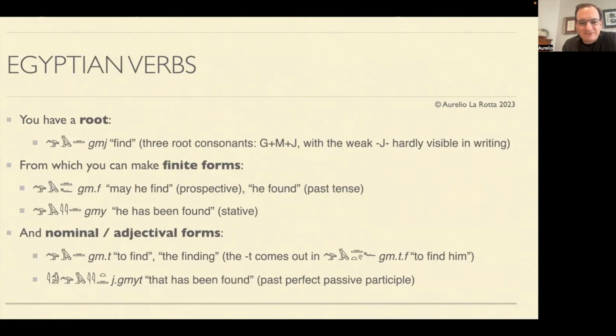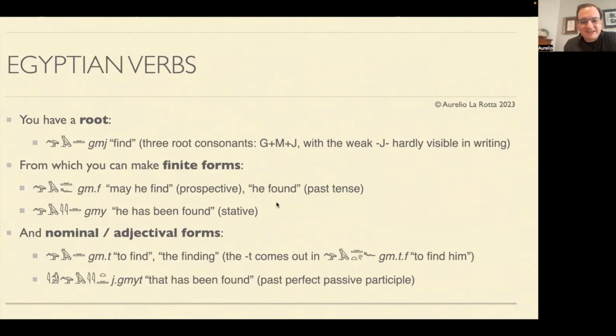Now you can make finite verb forms out of this, like, for example, gimif, may he find, or probably gimaf actually in pronunciation. It's spelled G-M-M-F in the hieroglyphs. But something like gimaf must have been the pronunciation. May he find, that's a perspective. The simple past is written the same way, he found, also the same hieroglyphic spelling, maybe different vocalization, but we just don't know because that verb form did not make it into Coptic.